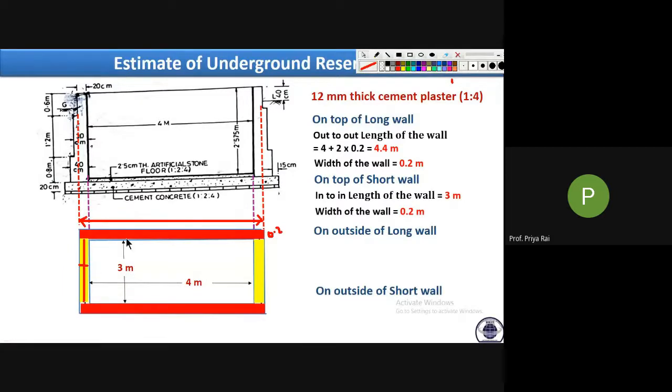So for the short wall, which do we need? Length 3 meter and 0.2. If you multiply we will get this area, and multiply it with the 2 we will get this area. So the total top surface plaster is complete.